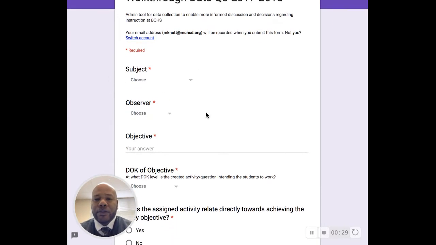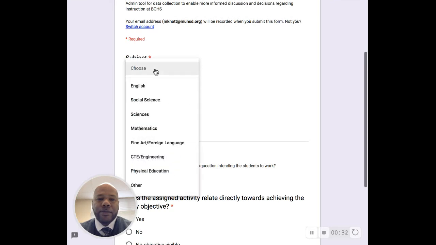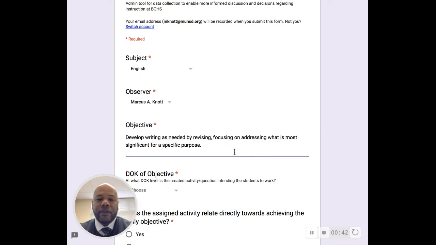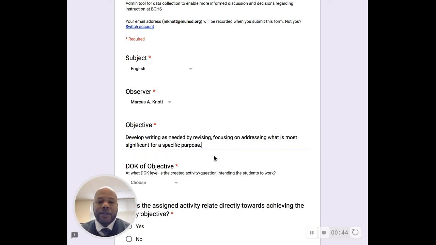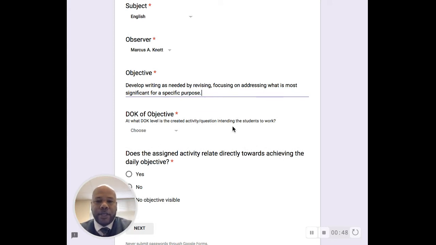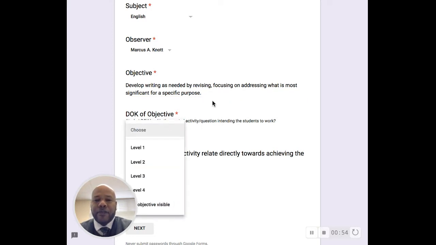So usually what happens is we'll go into the classroom, we'll pick a subject, we'll pick whoever the observer is from the 5 administrators you see there present, and then we will jot down the objective when we find them. Here is just an example objective. This was not someone's objective that I've seen recently, but this is just an example, which would be from an English class. We will then give each objective that we find a DOK rating.